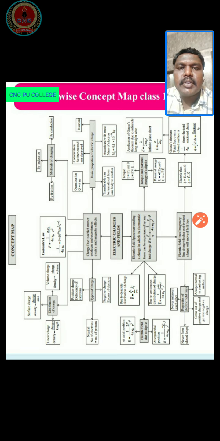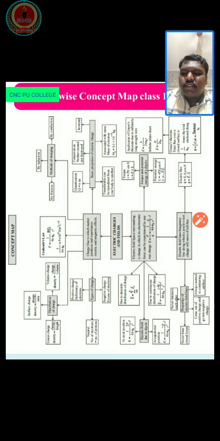My dear students, we already successfully completed the first chapter of the prescribed syllabus, electric charges and fields. Now it's time to move on to the second chapter, electrostatic potential and capacitance. But before entering into the second chapter, let us have a quick review of the concepts we have learned in the first chapter. So the basic fundamental thing we learned is about the charge.